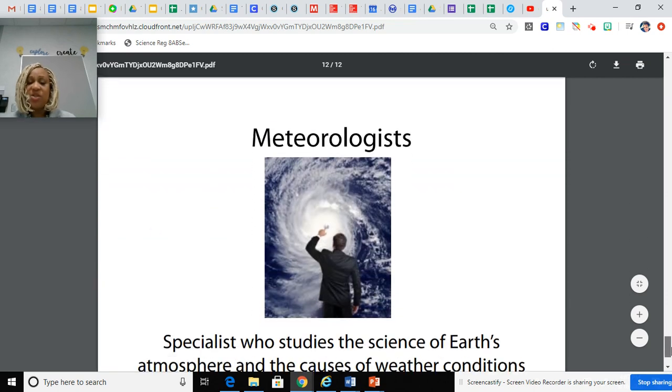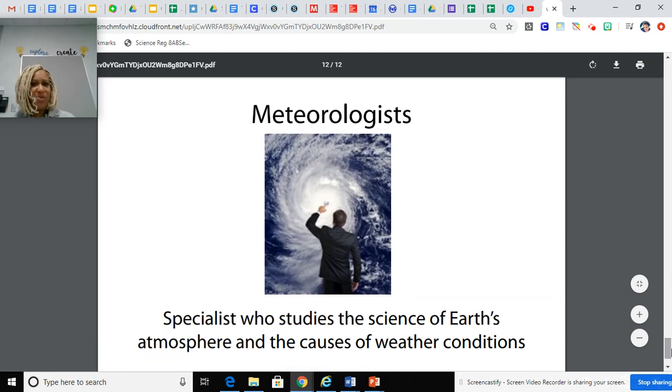Meteorologists, I've been saying meteorologists throughout this. These are specialists who study the science of Earth's atmosphere and the causes of weather conditions.